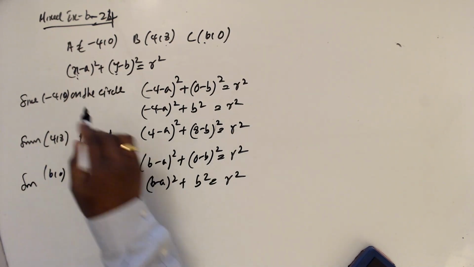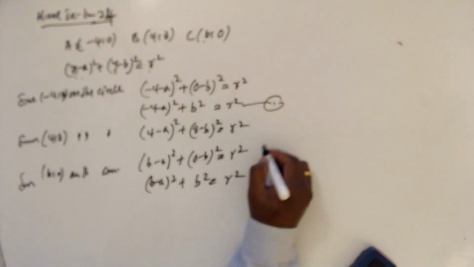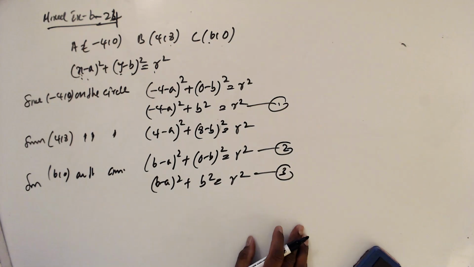Now how many unknowns? a, b, r. 3 unknowns. How many equations do we have? 1, 2, 3. We have 3 equations. Now we can solve.